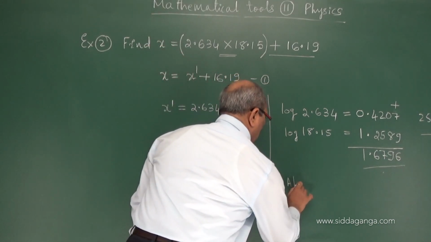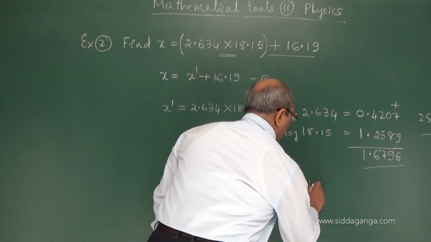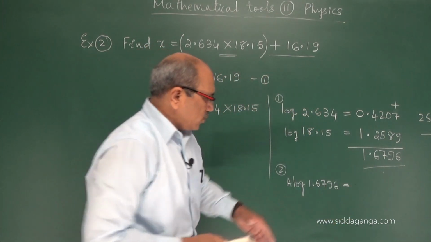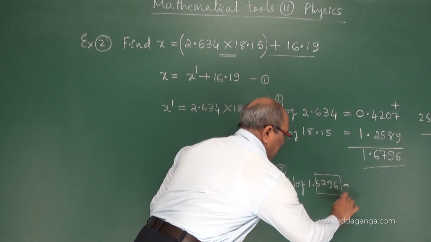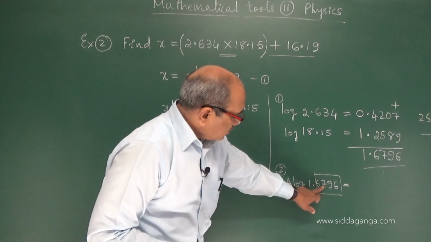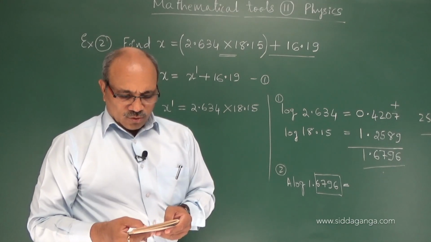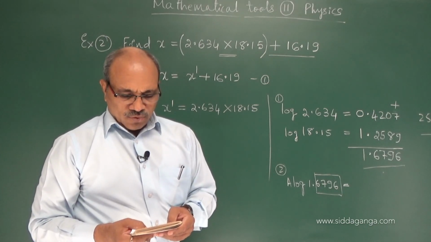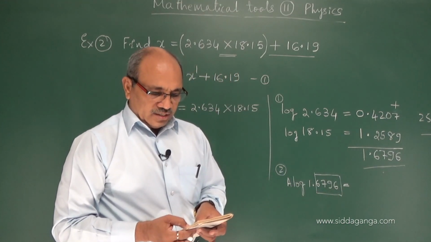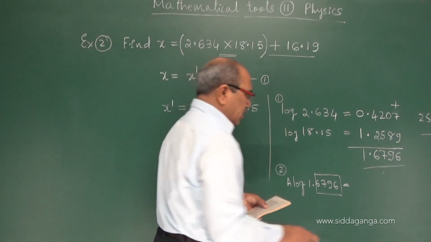So find the antilog of that. This is the second step, the first step was the log. So the antilog of 1.6796 you will get. I told you, you have to see only the mantissa for the antilog. Turn the page, go to 67.9. In 67, go to the column 9, it is 4775, and for 6 the mean difference is 7. 4775 plus 7 is 4782.